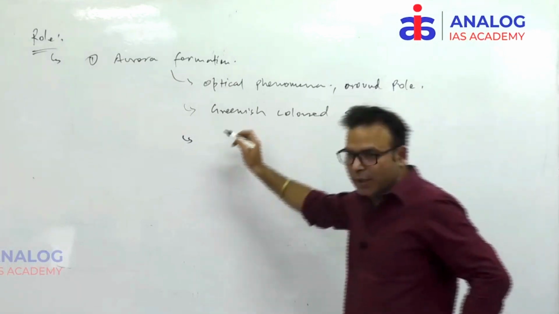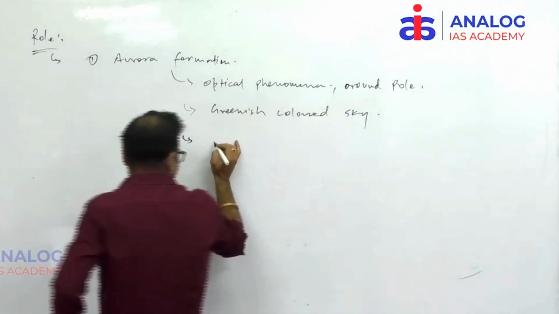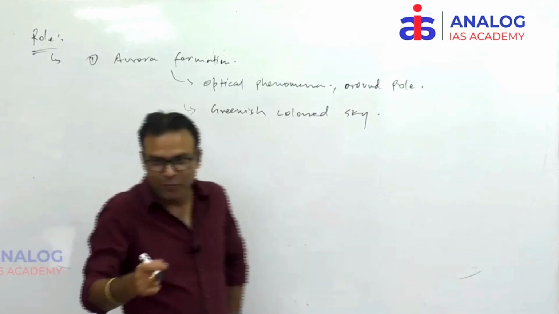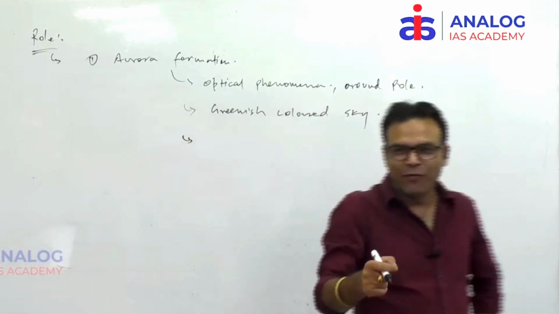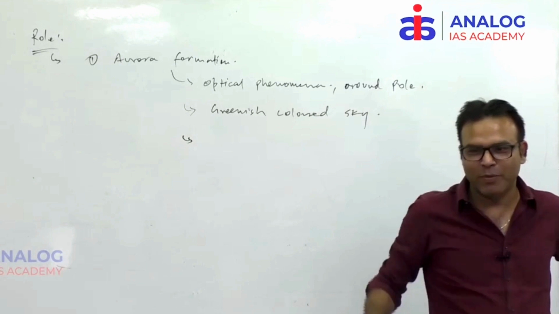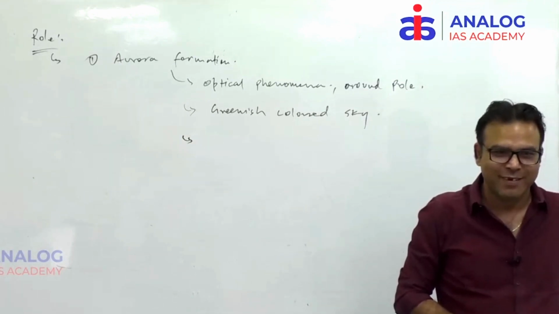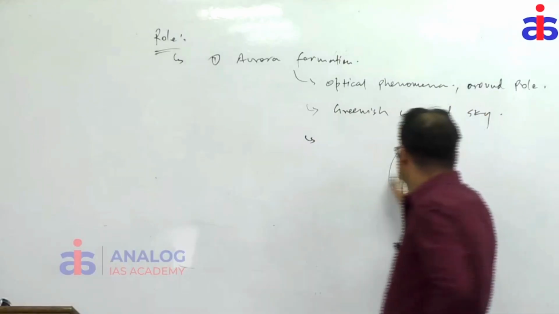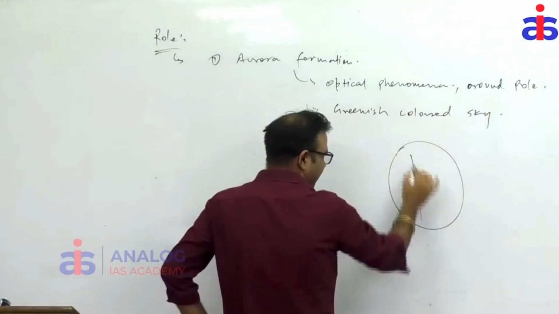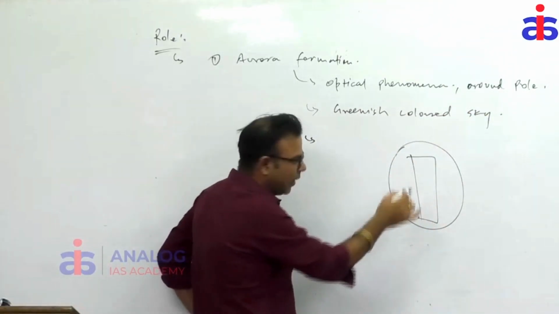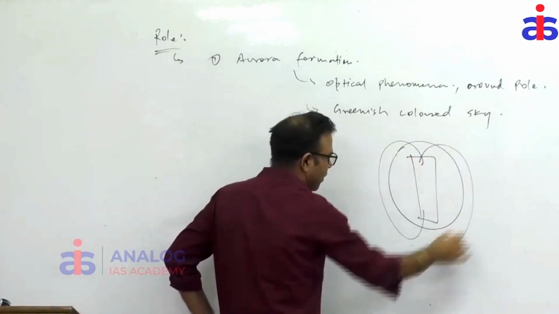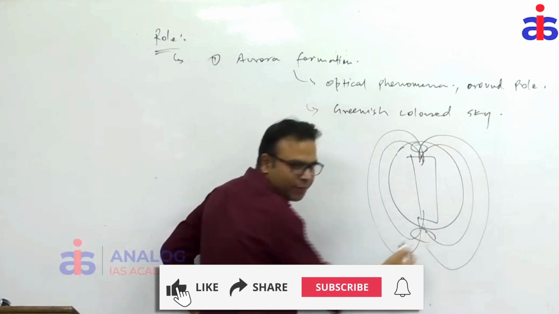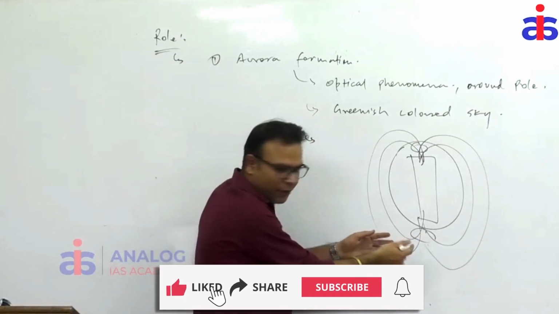So why is the greenish colored light observed? If you know a little science, my habit is wherever the reasoning comes, I use proper science. Okay, tell me the reason. At the poles, where is the magnetic strength highest? You know the magnetic strength is strongest at which point? Poles, because magnetic lines are very close here. Very high concentration of the magnetic lines.